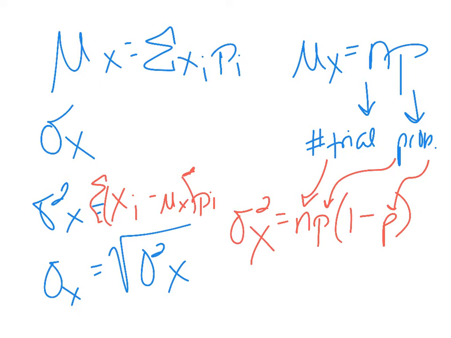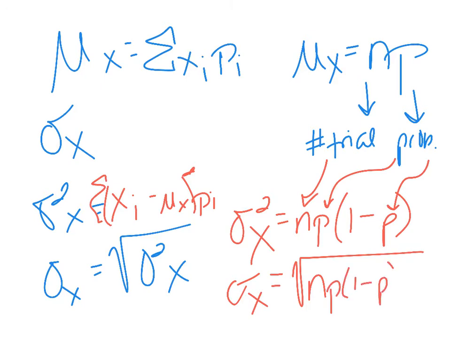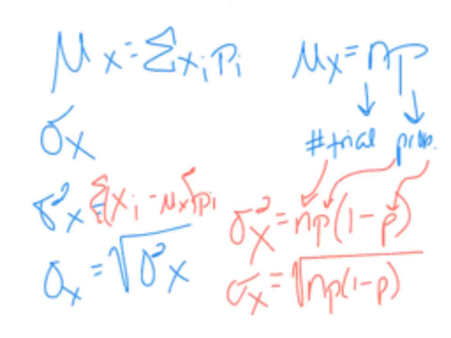So basically it's the number of trials times the probability of a success times the probability of a failure. When I go to find the standard deviation, it's just the square root of n times p times 1 minus p. So much simpler if it's a binomial distribution than if it's one of the ones that we looked at before. So let's look at a couple of examples.